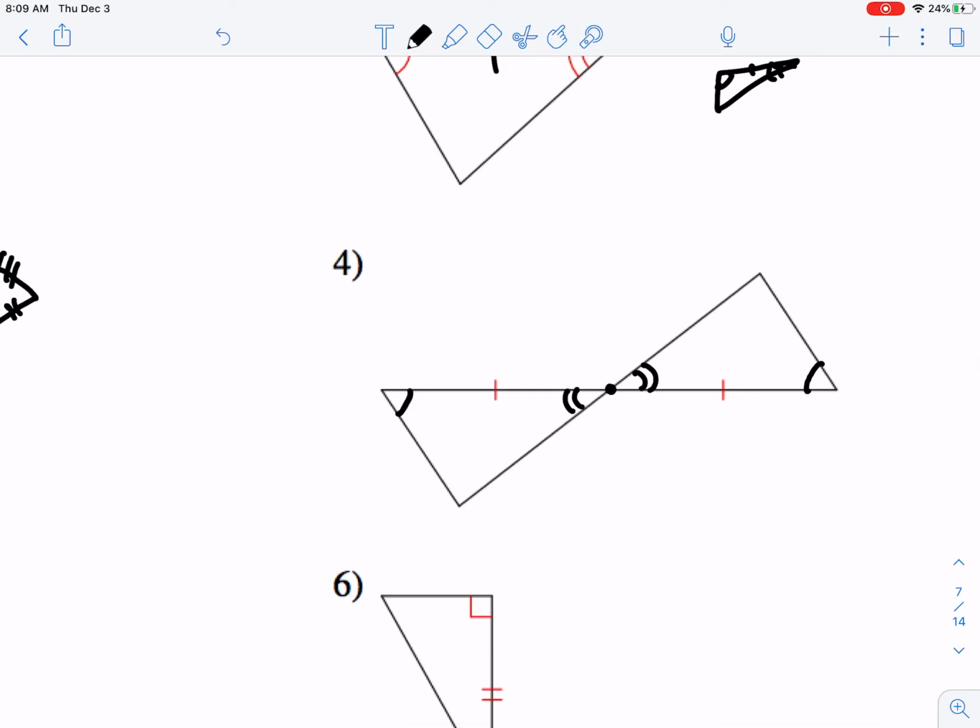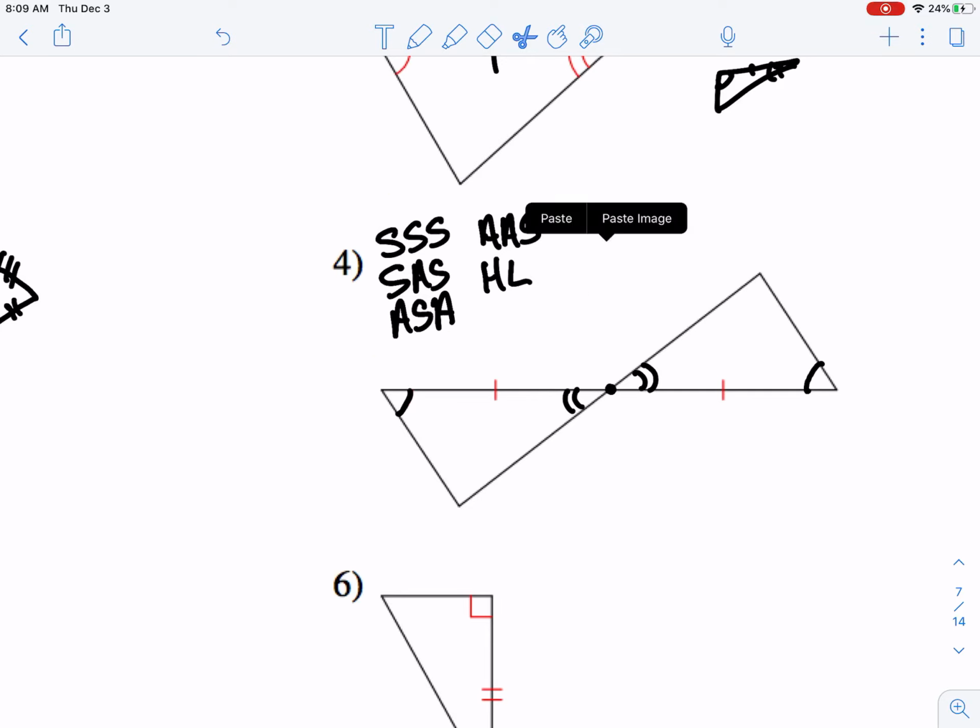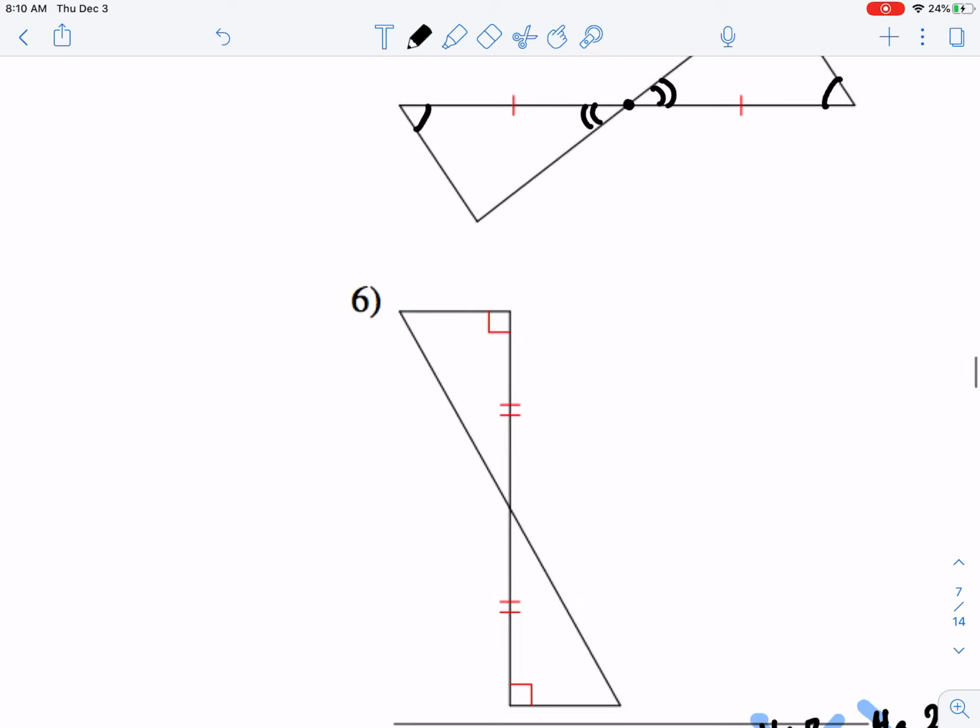All right, over here number 4, again, side, side, side, side, angle, side, angle, side, angle, angle, angle, side, hypotenuse leg. All right, I know 1, 2, 3, 4 angles, 2 sides. Because I don't know 4 sides, I'm getting rid of the ones that require more than that. This side I know is between 2 angles. I got rid of hypotenuse leg because I didn't have right triangles. So these are congruent by angle, side, angle.